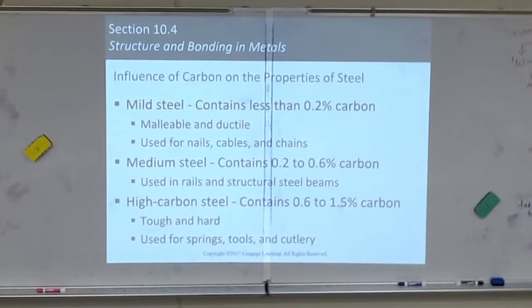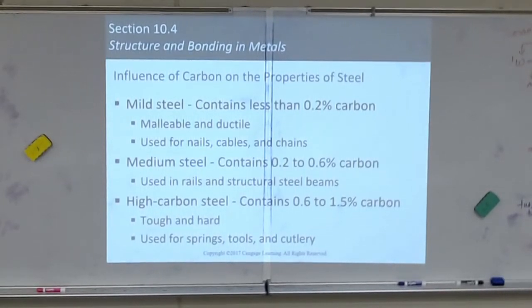Here's some interesting information. High carbon steel and mild. If I'm making nails, I actually want nails to give a little bit. When I drive a big nail, I don't want it brittle. I want a little give, a little flex. Not much, just a little bit. Same thing with cables and chains and things. And then I've got your medium steel. High carbon steel, I don't want very much give. Tough and hard, right? Knives, when it says cutlery.